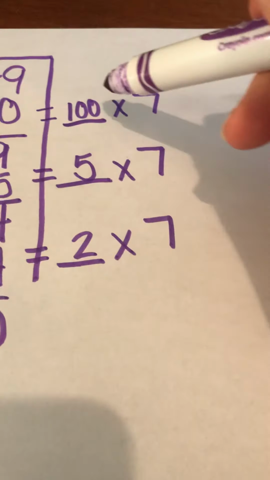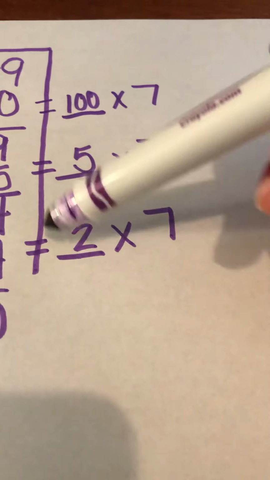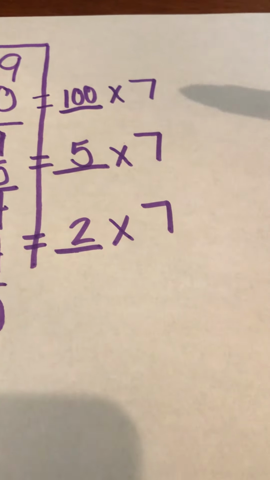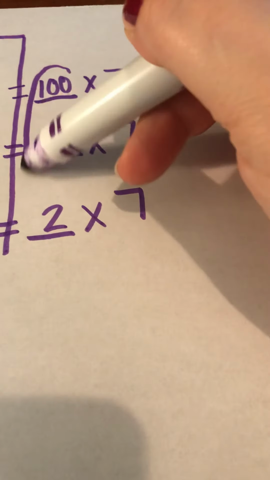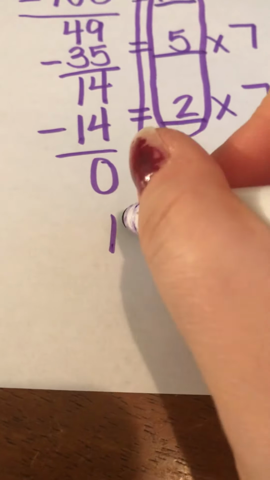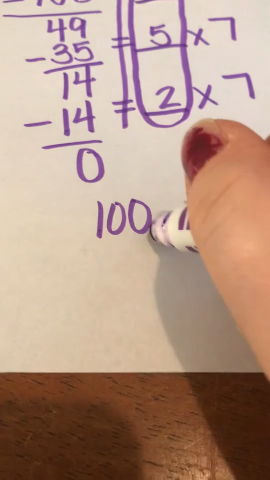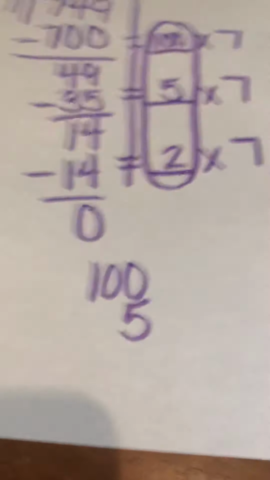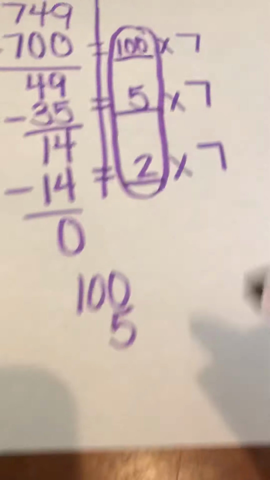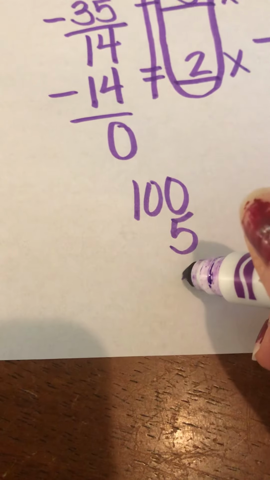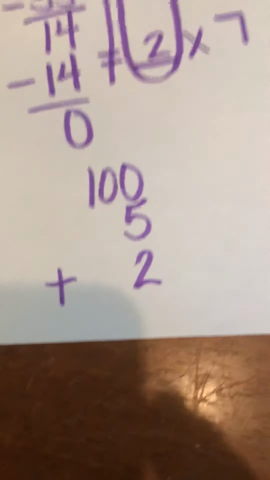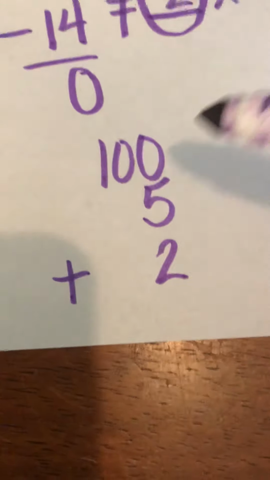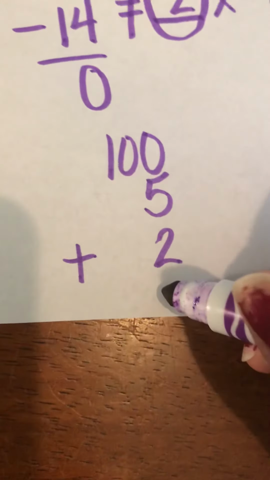I go back over here, and I look only at the numbers that I multiplied by 7. So I'm not going to look at these 7s. This is what I'm going to want to look at right here. And I'm going to go ahead and add them up. So I have 100 plus 5 plus 2. And I'm going to add them all up. You want to make sure that when you're adding that you have your place value correct, because you don't want to get a wrong answer because of that.